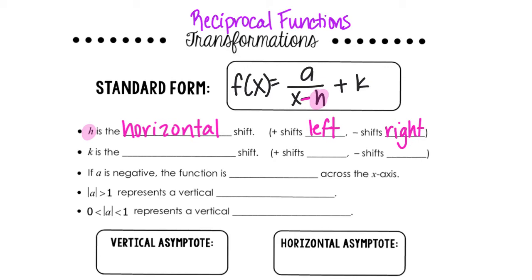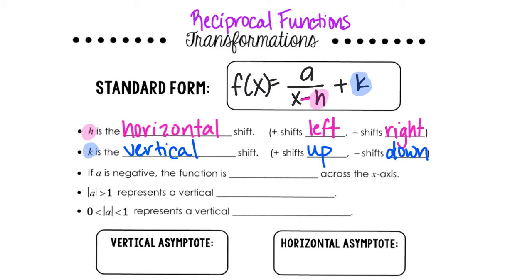The next piece of the transformation is k. K is the vertical shift. If k is positive, it shifts up, and if k is negative, it shifts down.